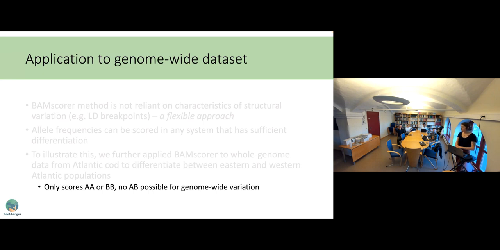For the genome-wide analysis though, we don't do the heterozygous haplotype in the middle, because the way that we calculate that is to just take 50% of type A and type B. And obviously you wouldn't have that for genome-wide variation, whereas you would in an inversion, which is really just half and half if they're heterozygotes.